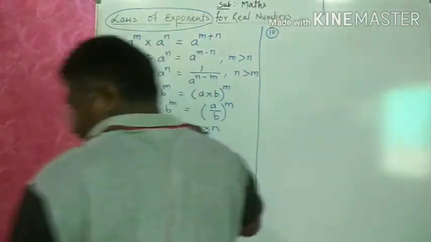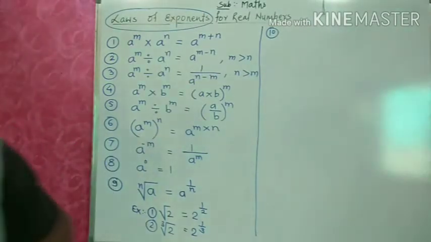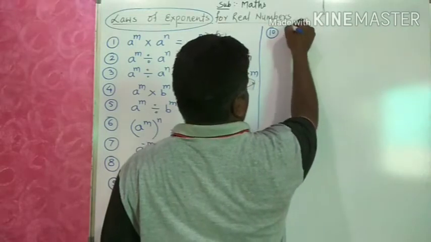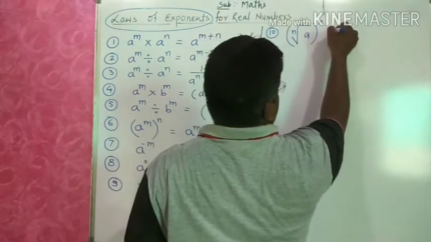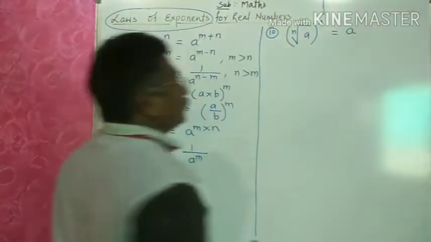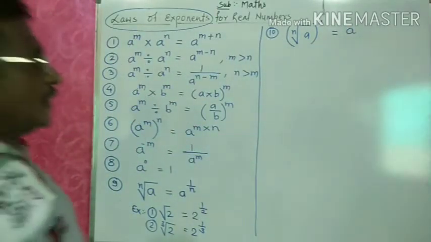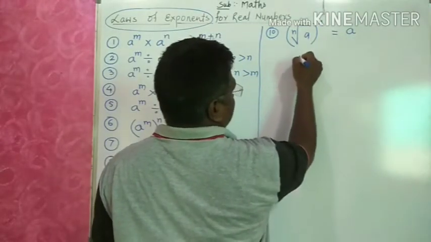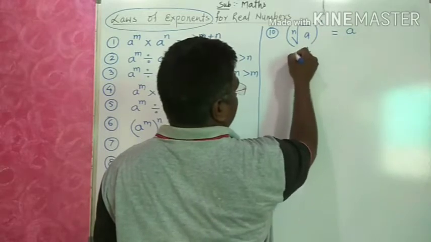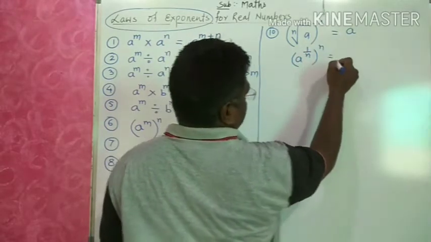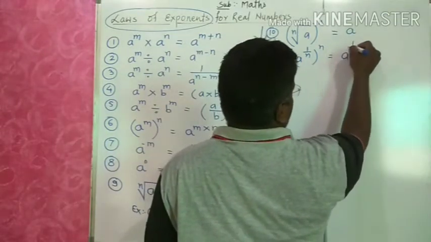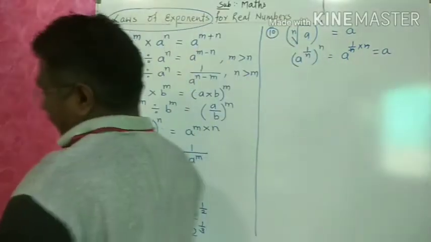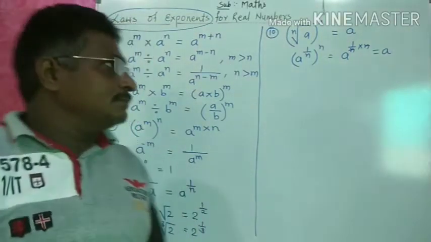10th. Nth root of a raised to the power n is equal to a. How will it come? Nth root of a means a raised to the power 1 by n, so a raised to the power 1 by n into n. The n's cancel. So what is left? A. How it came, understood, student?